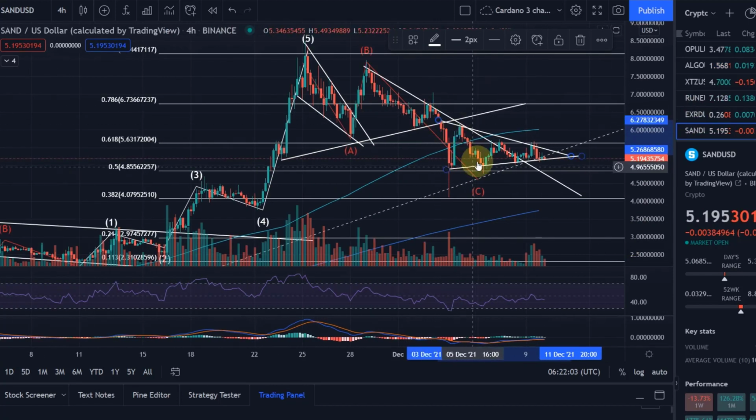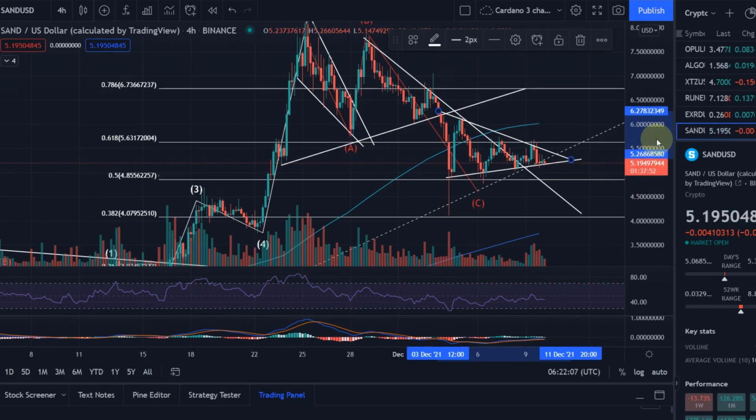Sometimes these triangles move in shape and form, so I don't really like trading triangles. It's generally not recommended, also by other people, to trade triangles, because they are so difficult to predict, and those moves are so difficult to understand.